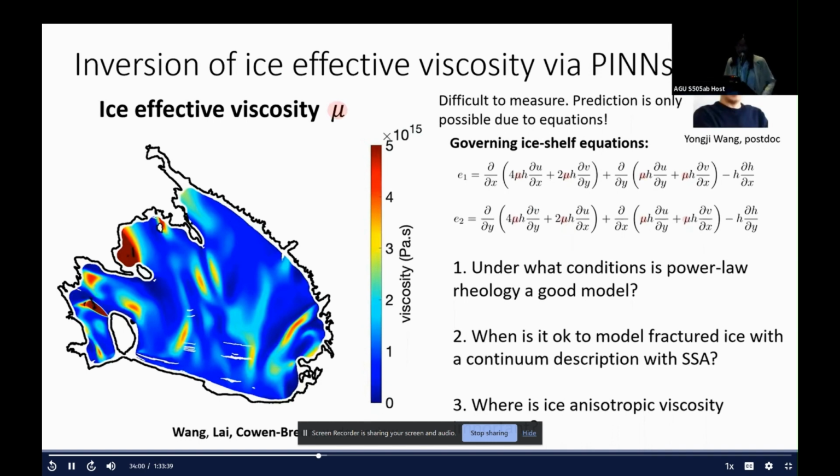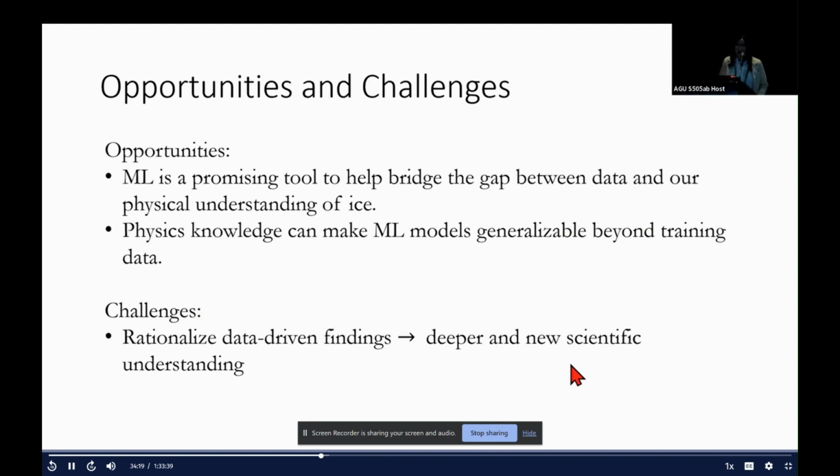Okay, so I think this is exciting because usually when we think about physics-informed neural networks, we think that you already have to know the physics, but here we can actually test the physics. We can test the assumptions that are commonly made in ice sheet models, such as power law rheology and isotropic viscosity. Okay, so to sum up, machine learning is a promising tool to help bridge the gap between data and our physical understanding of ice.